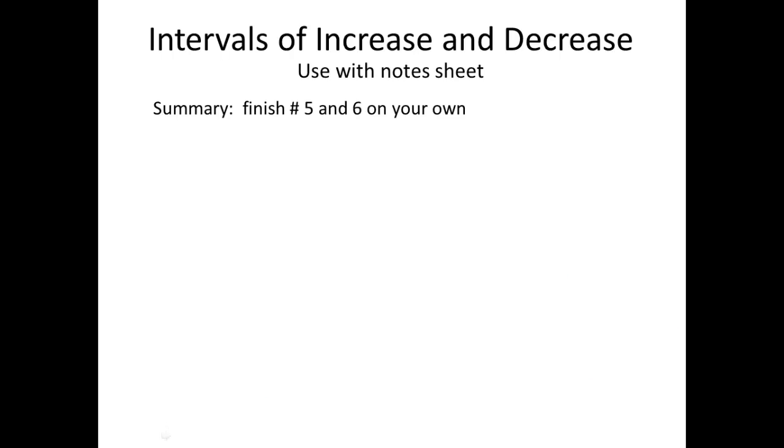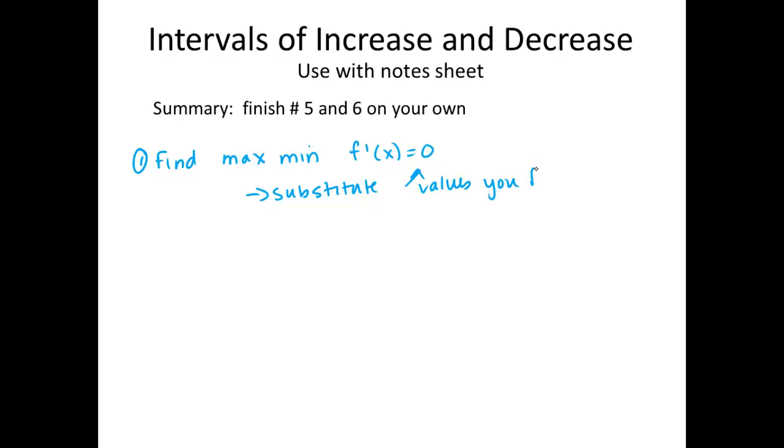Okay, so I'm leaving numbers 5 and 6 for you to try on your own, but I'm going to leave you with the steps to make sure you follow it. The first thing you need to do is find your max and mins. Okay, and you're going to do that by taking the first derivative and setting it equal to 0 and finding those values. You want to substitute those values into the original function to find the ordered pairs. So that's an extra step that's listed on the directions on the back.